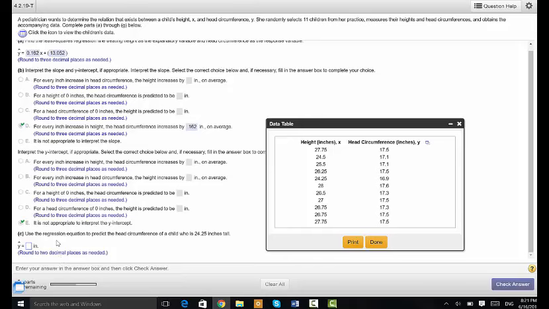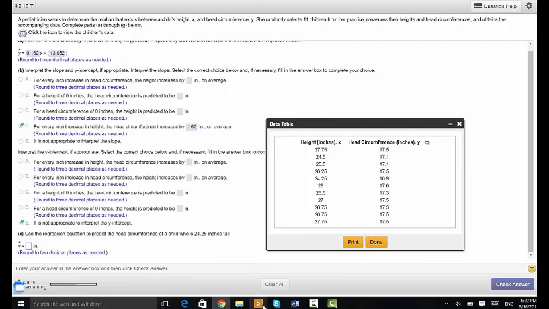For part C, use the regression equation to predict the head circumference of a child who is 24.25 inches. So what is the regression equation? It is the one you just found from part A. That's your regression equation. When the child is 24.25 inches, that means your x value is 24.25. To calculate this number, you use your calculator to type in 0.162 times 24.25 plus 13.052. That should be your answer.